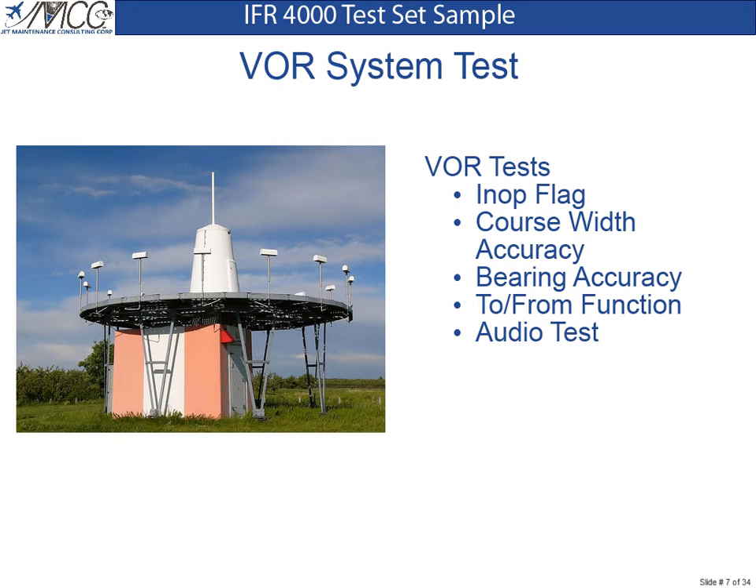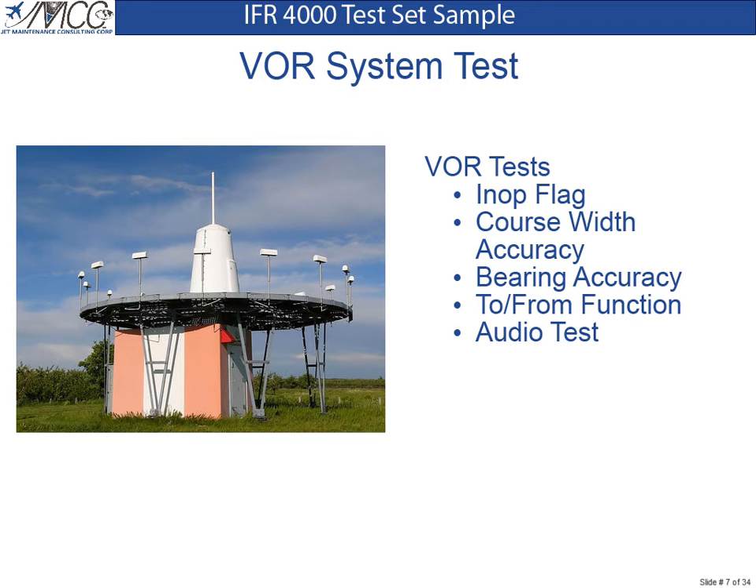VOR systems are used by flight crews to navigate to and from VOR stations. The IFR 4000 can simulate the signals radiated by those VOR stations. A typical aircraft maintenance manual will call for testing the VOR system to ensure that the system shows a flag when the station is not tuned.